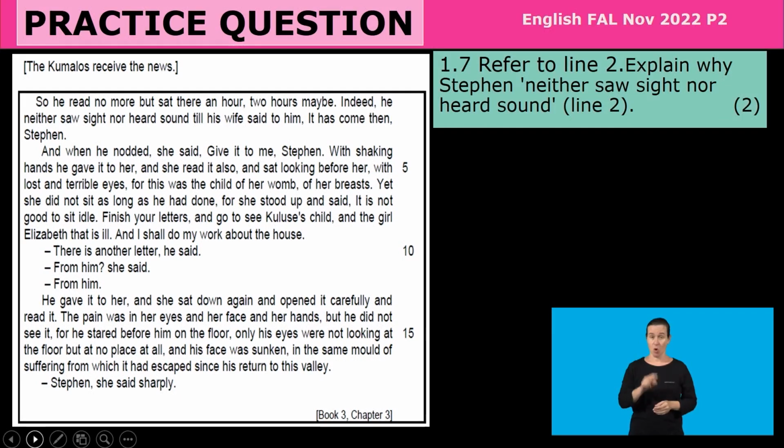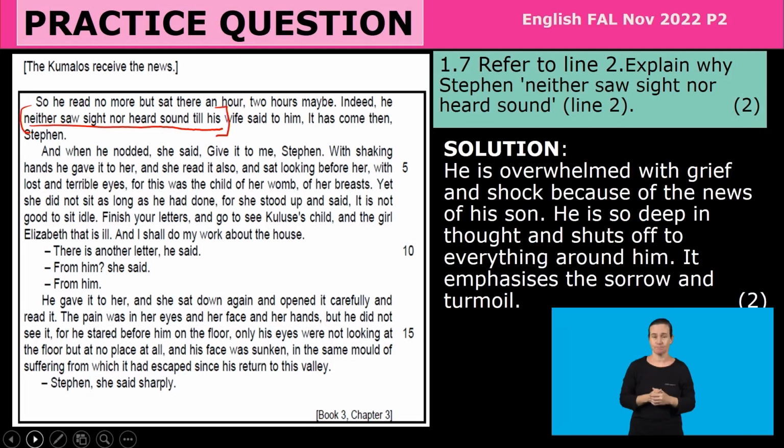1.7. Refer to line 2. Explain why Stephen neither saw sight nor heard sound. All right? Why did he not see sight, or let's just locate ourselves there quickly. Okay? So, explain why this has happened. Now, if we look at our response, before we get to the response, can you see, all right, that this here is a figurative or a persuasive, emotive kind of language that is being used, all right? So let's see what our solution shows us. He is overwhelmed.